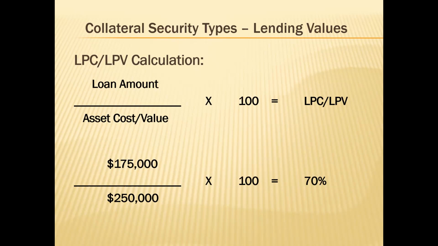Is that understood? Yes, sir. I got that one. It's the loan amount divided by the value, in this instance, times 100 that gives you your LPV. Okay.